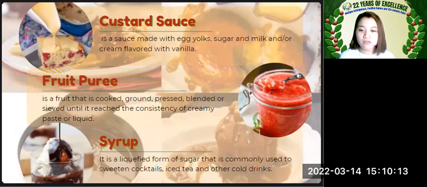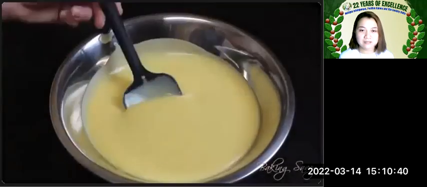One example of this is vanilla custard sauce, also known as creme anglaise. If you are familiar with that, mamaya I will show you a video. This is best for bread pudding, fresh fruit, and pound cakes. So I have here another video demonstrating how to create it.